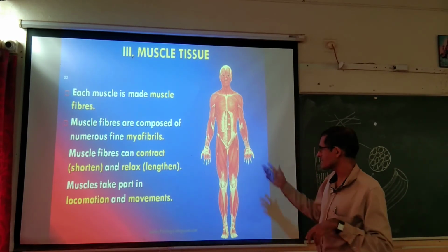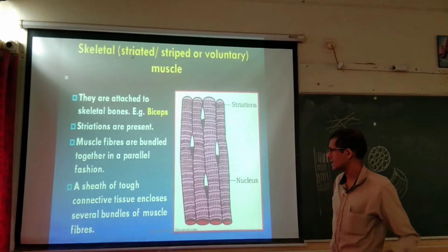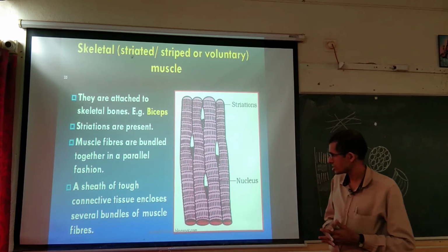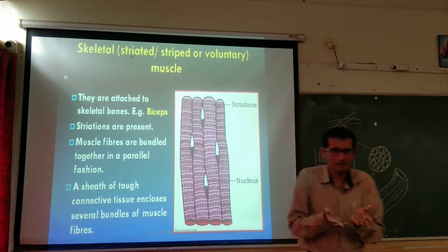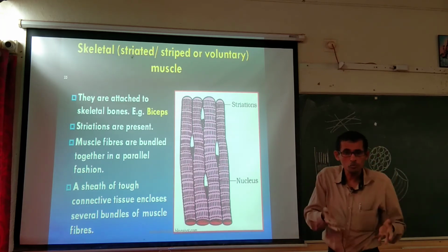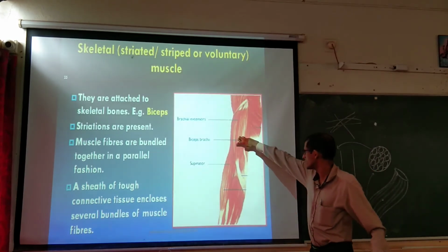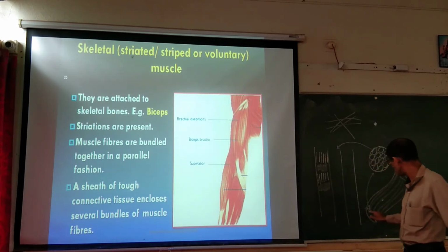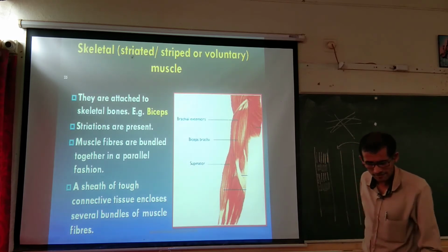So anyhow, muscle fibers can contract and relax, and here our skeletal muscle fibers are bundled together in a parallel fashion, and a sheath of tough connective tissue, sheath means a layer covering, of tough connective tissue encloses several bundles together. So it is in a group, you can say, in mass. See once again, these are the muscle bundle, one muscle bundle like this, if we expand it, it looks like this. Now the side view looks like this. Okay, if you take one single circular structure, it looks like this. So that is the structure.